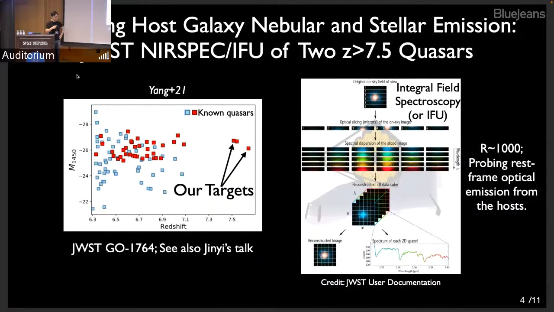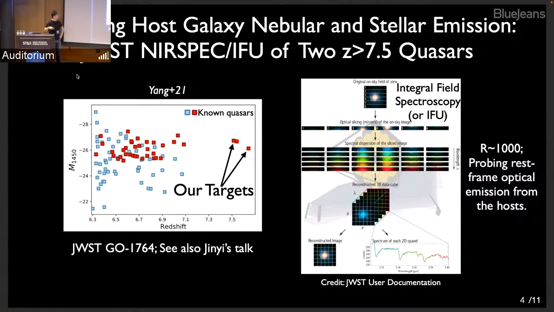And that is where, before this James Webb era, most of the results we just saw are based on sub-millimeter observations, which focus on the cool gas and dust within the host galaxies. We are still missing the stellar component and the nebular line emission from this host galaxy, which can be probed by Webb. And here we are carrying out very deep IFU observations on two of the redshift 7.5 or so quasars, from the only three known at this redshift, from this Quasar Frontier program GO 7064, which has already been mentioned in Jinyi's talk earlier.